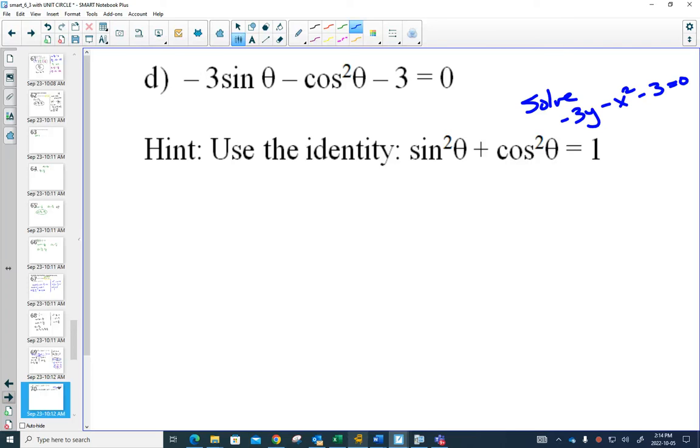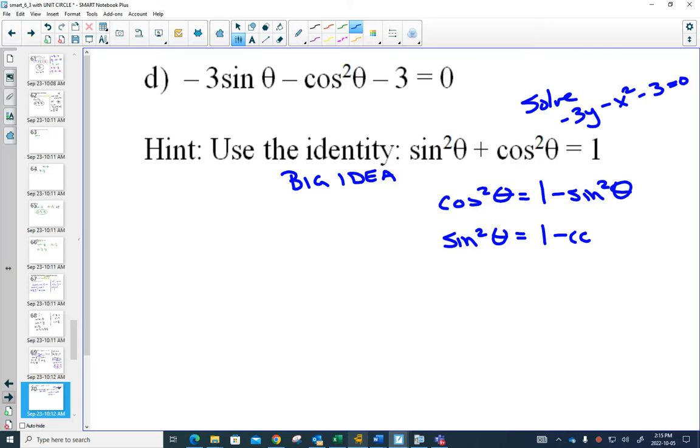We have 2 things that we don't know, a sine theta and a cos theta. And the hint: use the identity, use the big idea. Remember this big idea that sine squared theta plus cos squared theta is always equal to 1. From that big idea, you could rearrange things for substitution. If I wanted to get cos squared by itself, can you see that it would equal 1 minus sine squared? And if I wanted to get sine squared by itself, it would equal 1 minus cos squared.